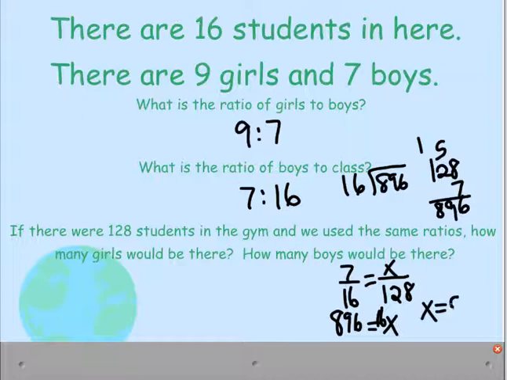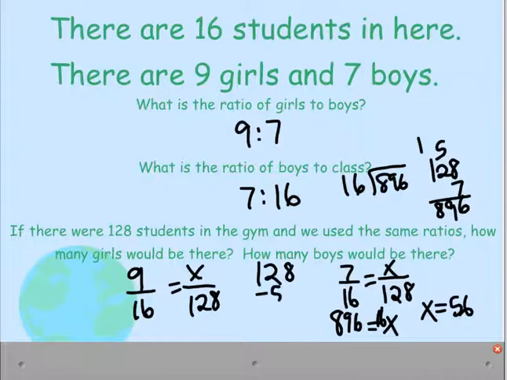X equals 56. Now there's a couple ways you could figure out how many girls. You could say, well, we have 9 over 16 equals x over 128. Or you could realize if there's 128 students total and 56 of them are boys, that means that there are 72 of them that are girls. All right.